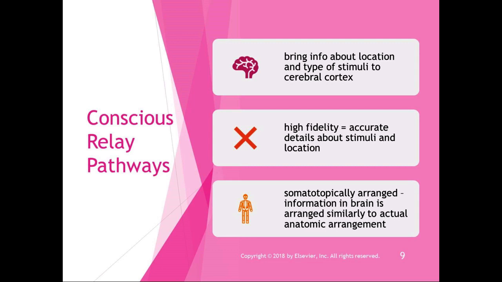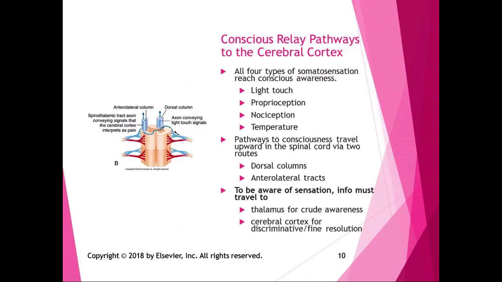The conscious relay pathways bring information about the location and type of stimuli to the cerebral cortex. They're high fidelity. They give accurate details about stimuli and location. And it's somatotopically arranged, meaning the information in the brain is arranged similarly to the actual anatomic arrangement. So the brain says, oh, that's where I'm feeling that sensation. It can identify where it is in the body. Pretty cool.